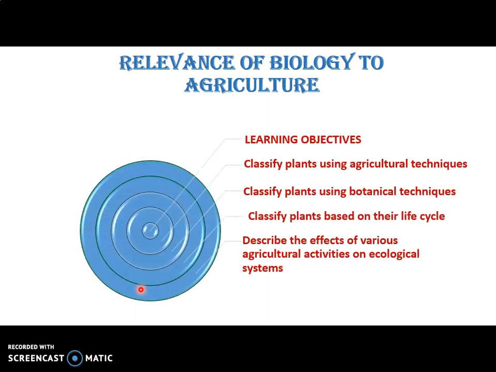This week we'll be looking at the relevance of biology to agriculture. In our lesson this week, we have the following objectives. You should be able to classify plants using agricultural techniques. Secondly, you should be able to classify plants using botanical methods. Thirdly, you should be able to classify plants based on their life cycle. And you should be able to describe the effects of various agricultural practices or activities on the ecological system.